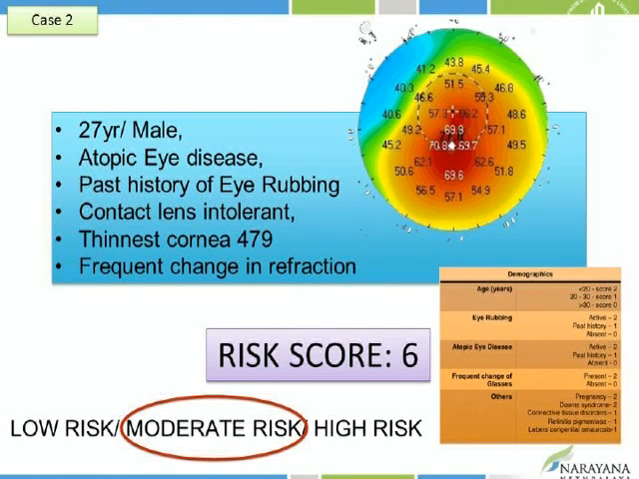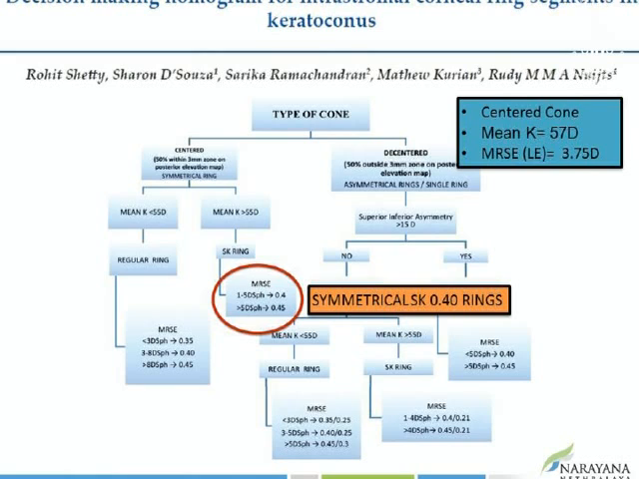Again, based on the 5-point nomogram, we decided to go for an Intacs combined with a cross-linking procedure. Now the decision-making nomogram on what Intacs to use, whether symmetrical or asymmetrical rings, regular or steep K rings, is based on the nomogram which we have designed at Narayana Nethralaya and it's also published in IJO. This particular case had a central cone, so we decided to go with a symmetrical ring.